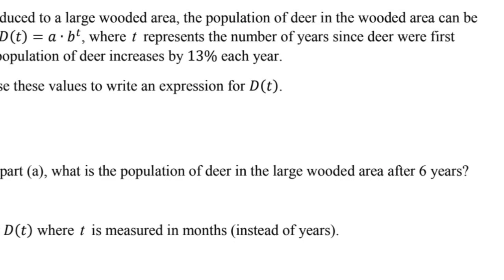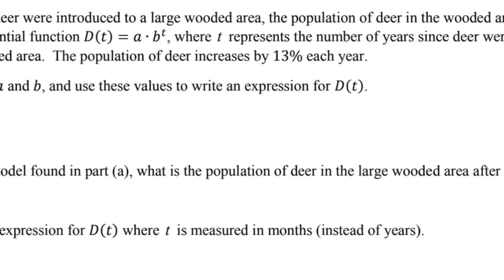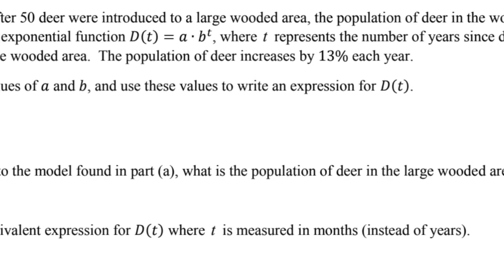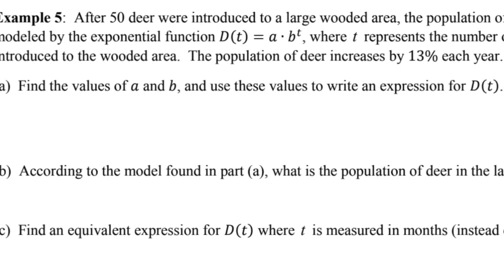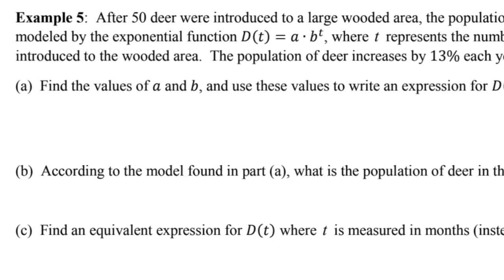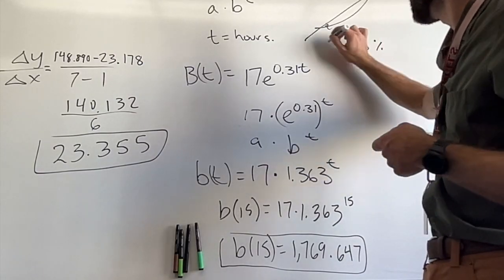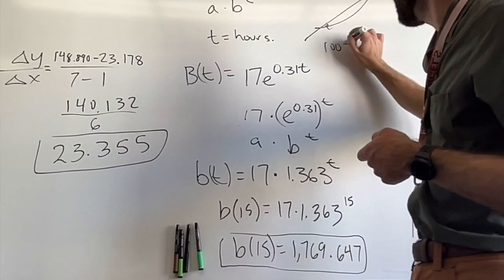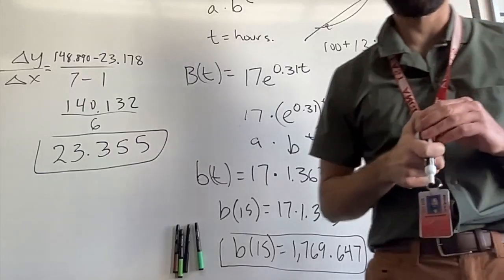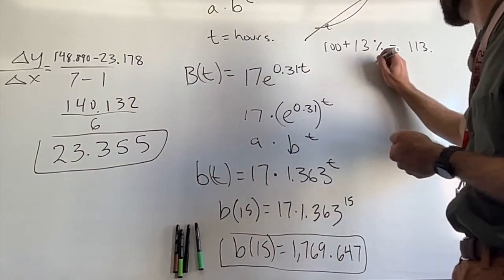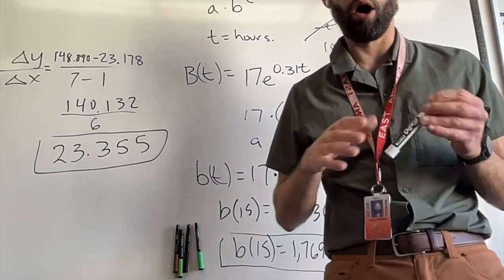This is talking about 50 deer and it gives me a times b to the x, where t represents the years. So I want to make sure I highlight t as years, and then the population increase of 13%. I want to remind you, 13% is in addition to the 100% that already existed. So this would be 113%, which I can then convert to a decimal. So that would be 1.13 for my R value.